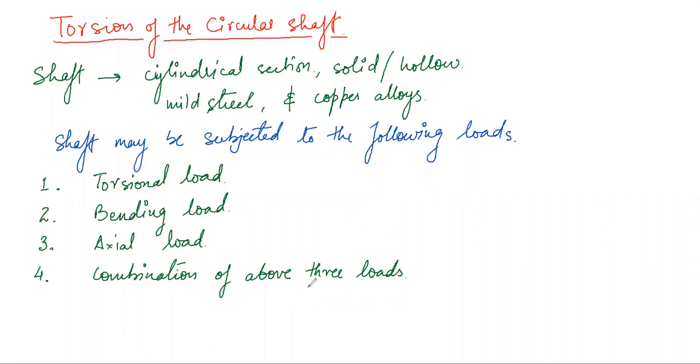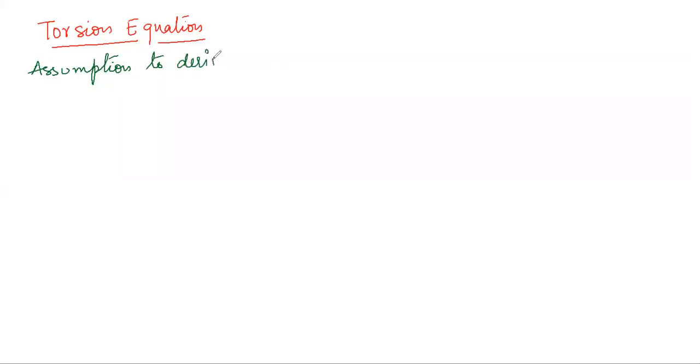So these are some conditions. So let's derive the torsion equations, right? Before the start of the torsion equations, let's define some of the assumptions, right? So what are the assumptions? Assumptions to derive torsion. Let's see what the assumptions are.